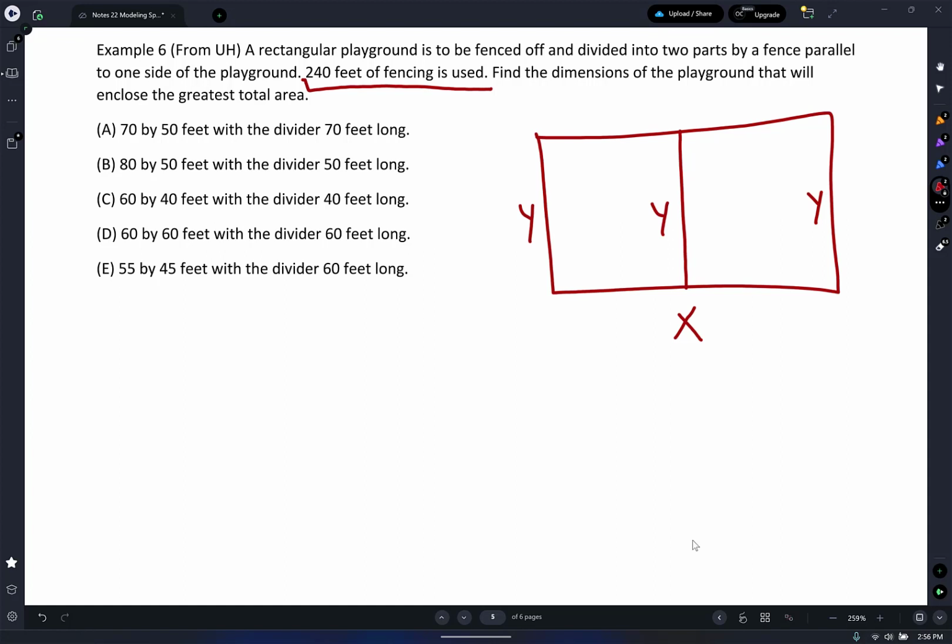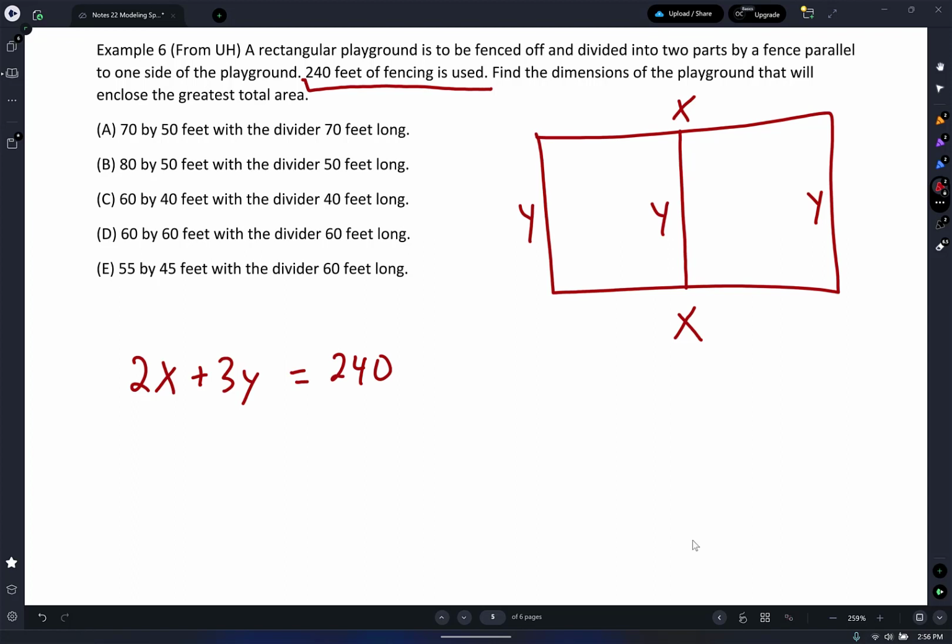All right. How much fencing do you have? 240. And all this is fencing, guys. So I'm going to write the horizontal: I have x plus x, so that's 2x. And how many y's do you have? And all that amount of fencing better add up to 240. We're going to call that the restriction equation.